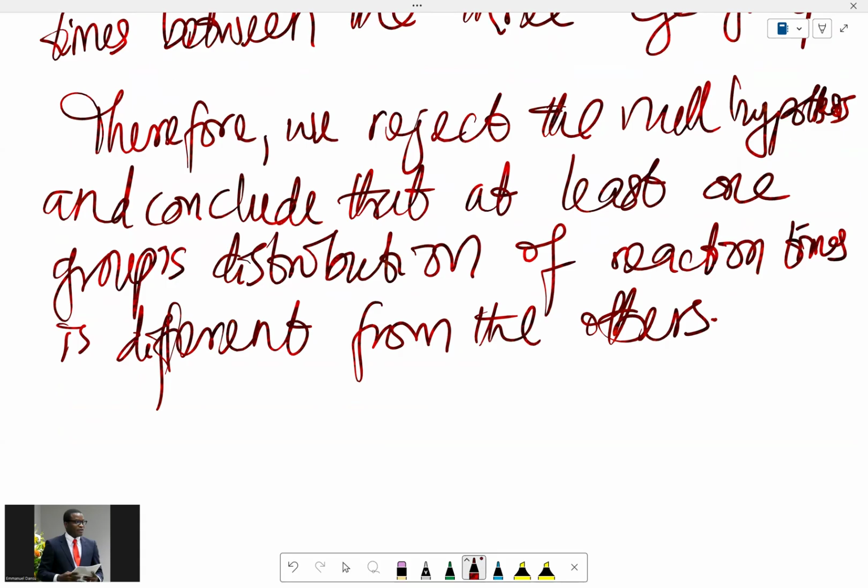Let's see. So we see that this example demonstrates how to use the Kruskal-Wallis test to analyze whether three or more independent groups differ significantly in their distribution of a continuous variable. That's been an interesting one.